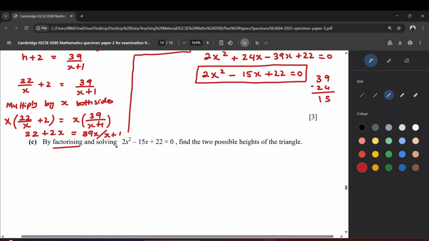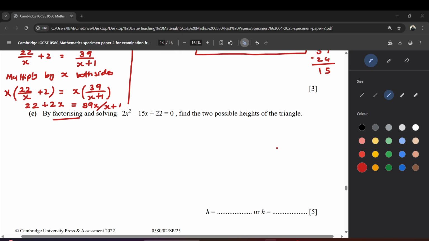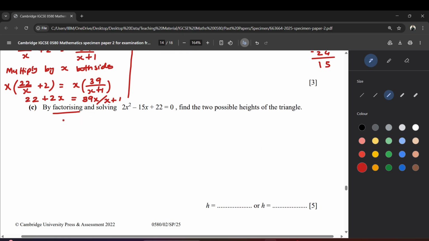By factorizing and solving 2x squared minus 15x plus 22 equals to 0, find the two possible heights of the triangle. Okay, so first we need to factorize this. First of all, we need to see what is our product. Our product is 2 multiplied by 22, which is 44, and our sum is minus 15. So I need to find two factors of 44 such that their sum should be minus 15. So let's see.